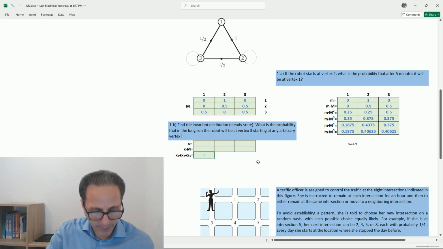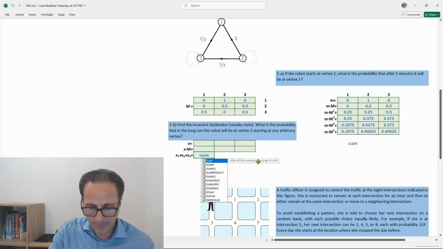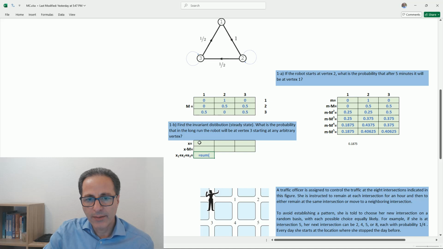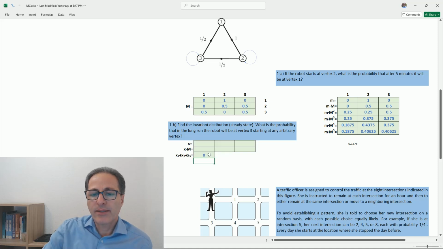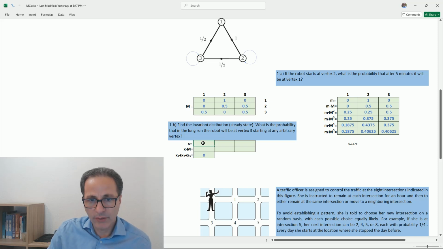Here we have the sum of these xi's, but I need this sum to be equal to 1. We can give some initial value, we can give anything. We can give 0, 0, 0, or 0, 1, 0, any initial value, but it should be a probability. This sum must be equal to 1.